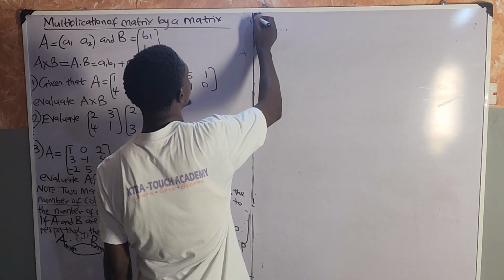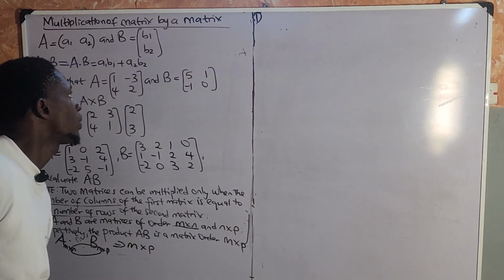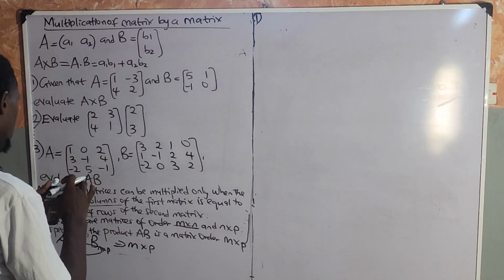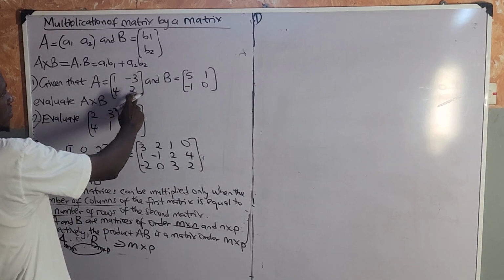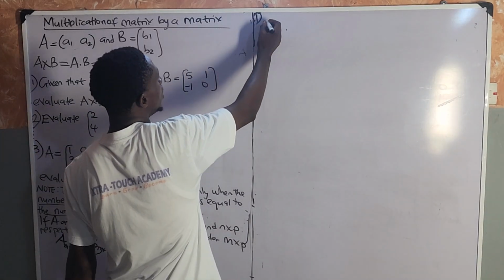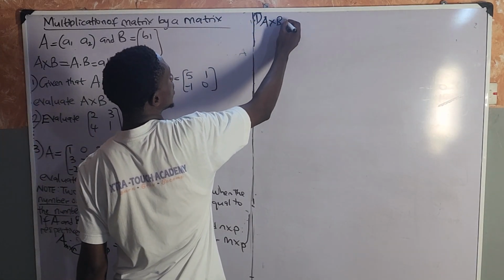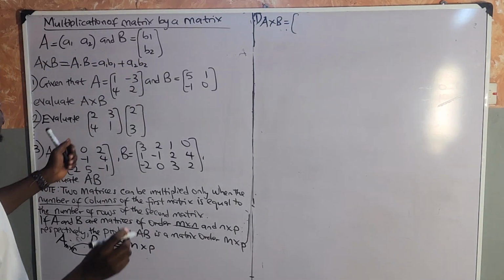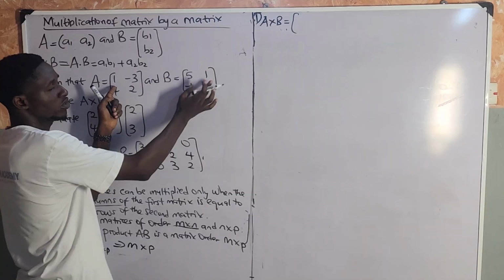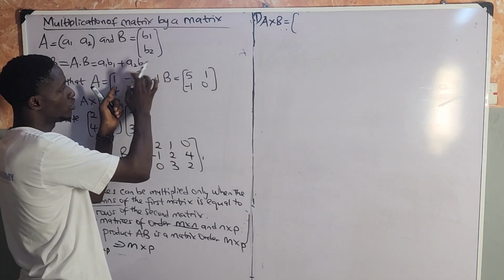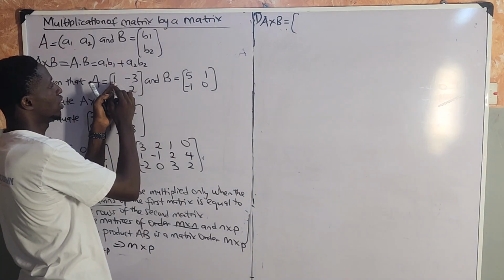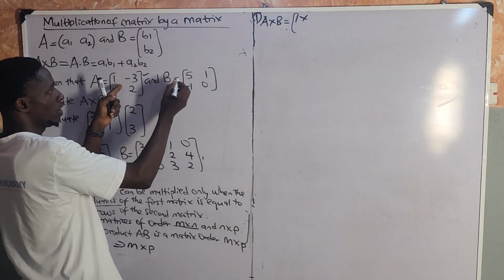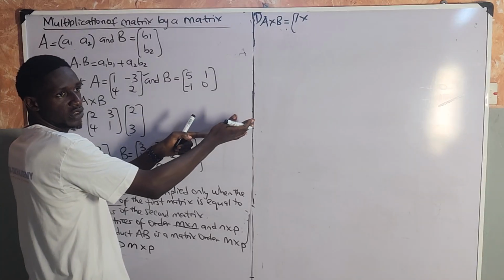So let's go to question number one. We have a question here. We are given that matrix A is this and matrix B is this, calculate A times B. So A times B is equal to, how do we go about this? Very important: you pick the row. The row will go into the columns. Let's try it. We'll pick this row, and it is going to go into these columns here. So take note of that.